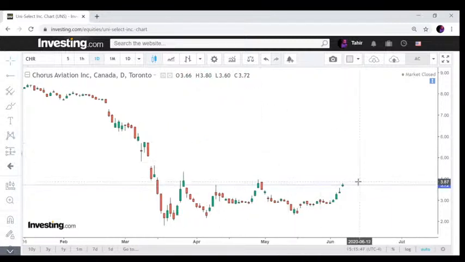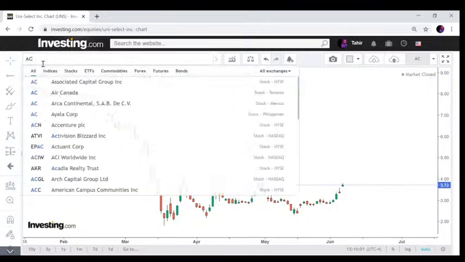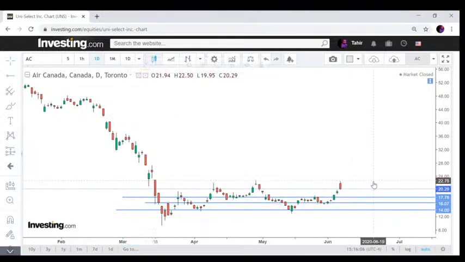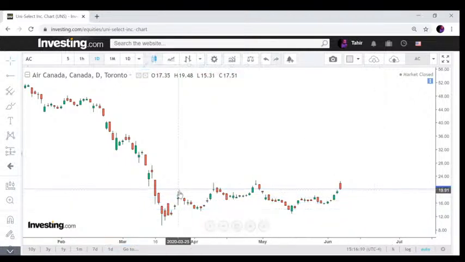Okay, so CHR goes the same as AC. It has the same pattern. If you can see the pattern, the stock trading here, this shape is similar to the shape of AC. Let's visualize the AC and then I'll come back here again. Those who don't know, they can see the graph. If I remove these lines, it will be very easy for you to see. Same pattern.